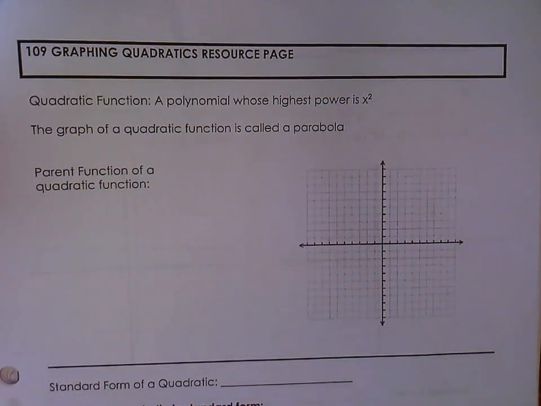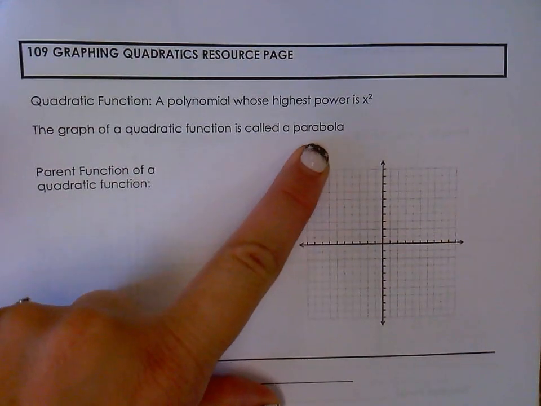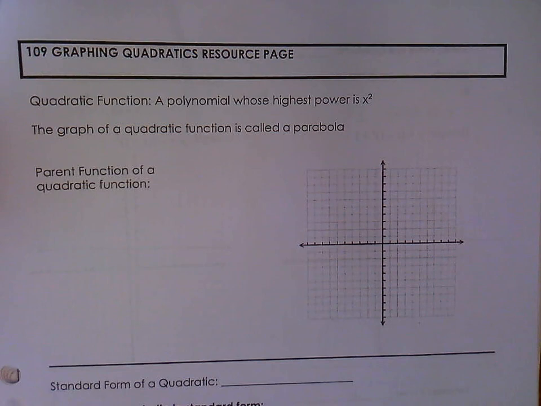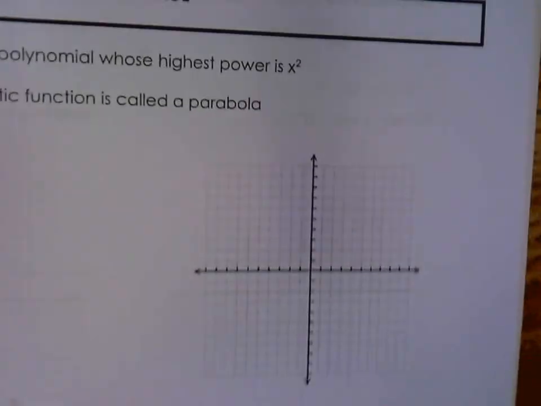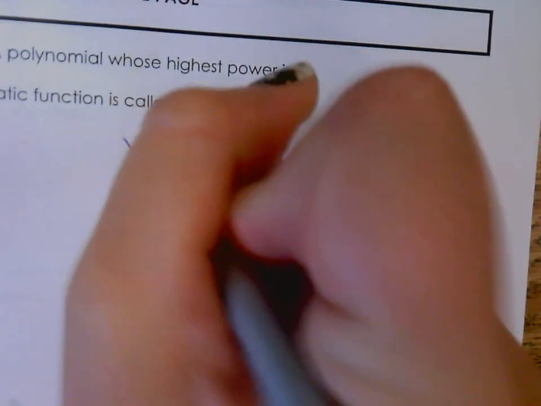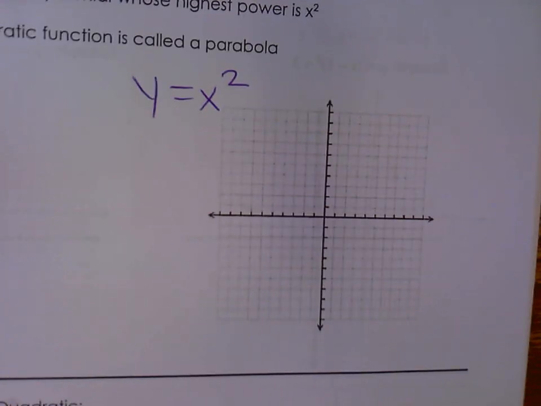So we've got a quadratic function, which is just a polynomial whose highest power is x squared. I think you know that that is a quadratic, x squared. The graph is called a parabola, so I think you've heard of that vocabulary word. And we've done the parent function quite a bit already. So I'm just going to zoom in here, and we're going to graph y equals x squared on this axis one more time.